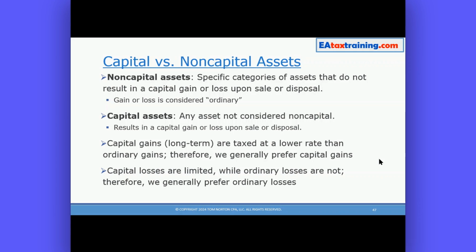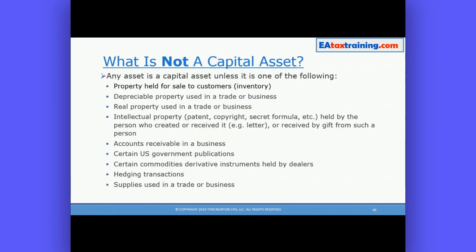And this results in a capital gain or loss upon the sale or disposal of that asset. Why is that important? Because long-term capital gains are taxed at a lower tax rate than ordinary gains. Therefore, we generally prefer capital gains. But if you have a capital loss, those losses are limited, but ordinary losses are not limited. Therefore, we would generally prefer ordinary losses. So taxpayers prefer capital gains and ordinary losses. Keep that in mind. It's going to be important as we move through this material.